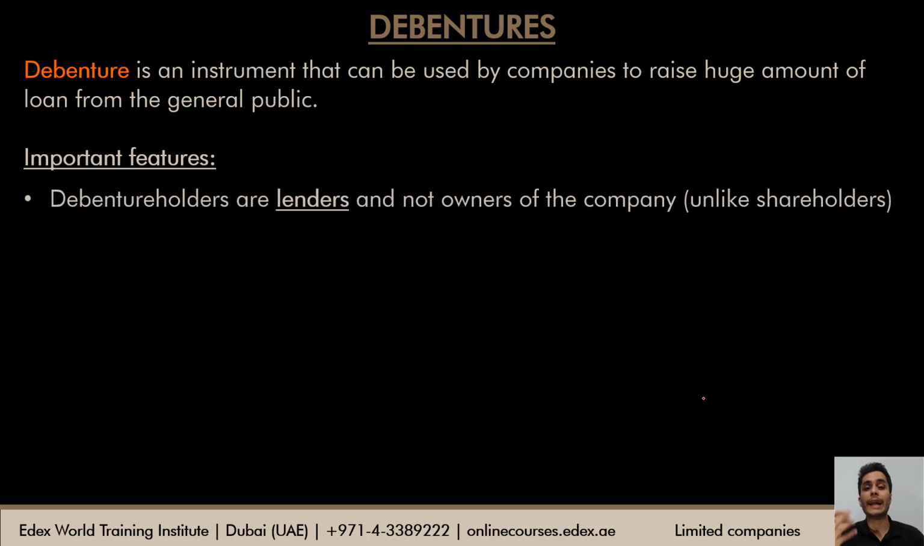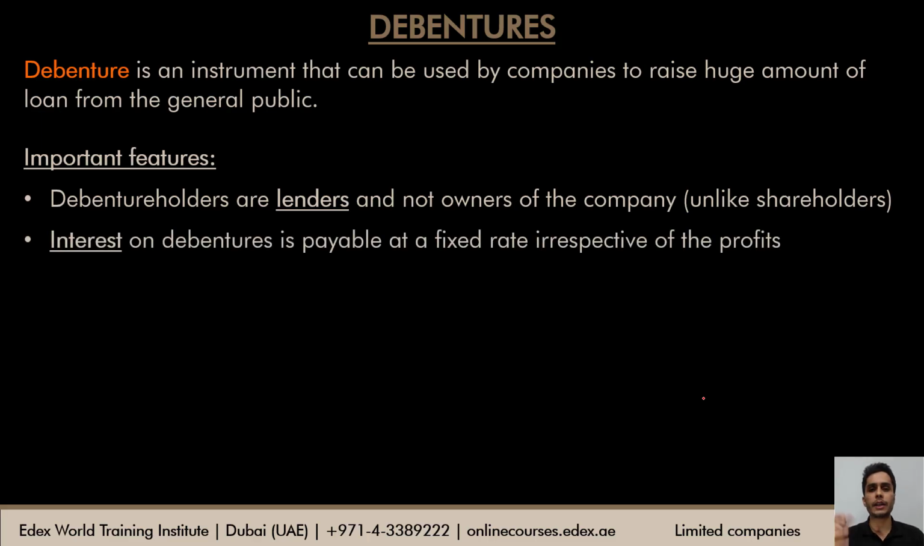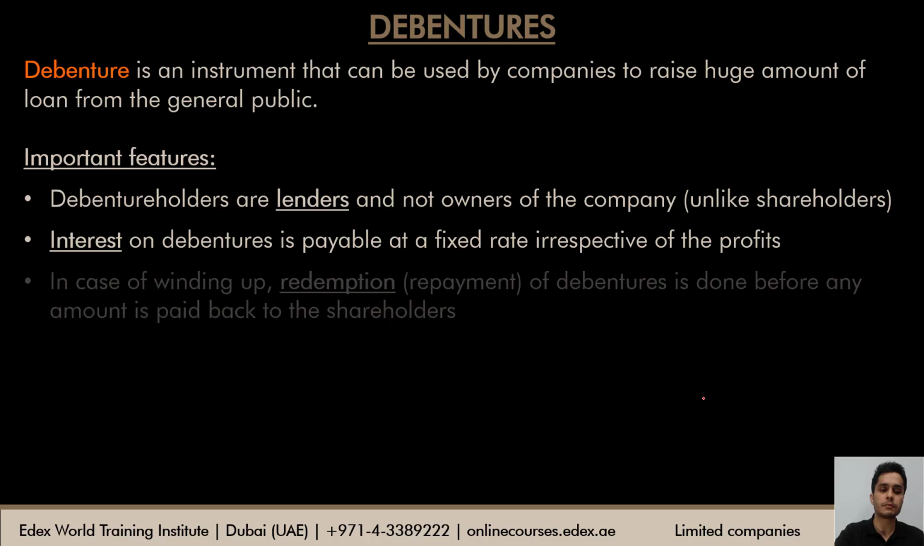So debentures are lenders here. They are creditors of the company. Eventually they have to be paid back whether or not the company is doing well or not. But in case of shares, the shareholders were owners of the company. They were not lenders of the company. Now interest on debentures is paid at a fixed rate irrespective of level of profits or the losses. But if you remember, in case of ordinary shareholders, the rate of dividend was not fixed.